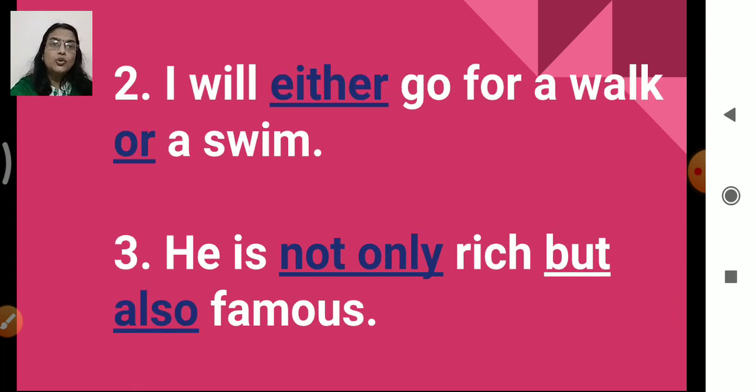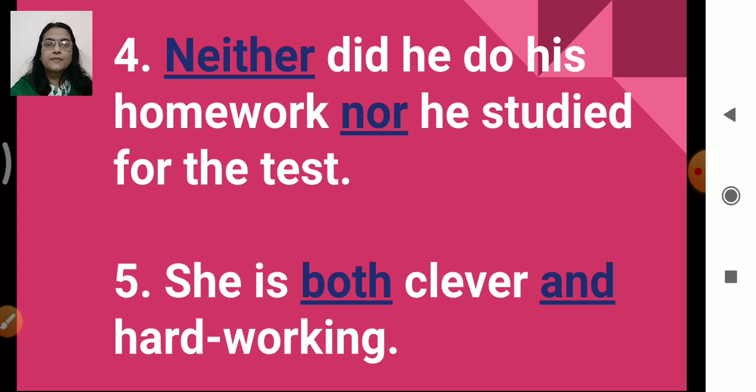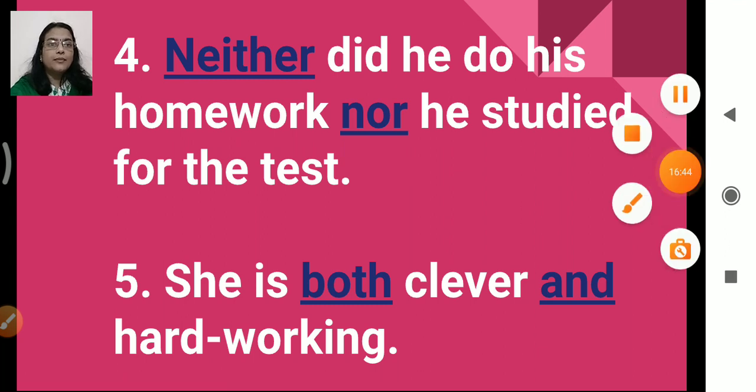I will either go for a walk or a swim. So we have used either, or, isn't it? In a pair. He is not only rich but also famous. Neither did he do his homework nor did he study for the test. She is both clever and hardworking.